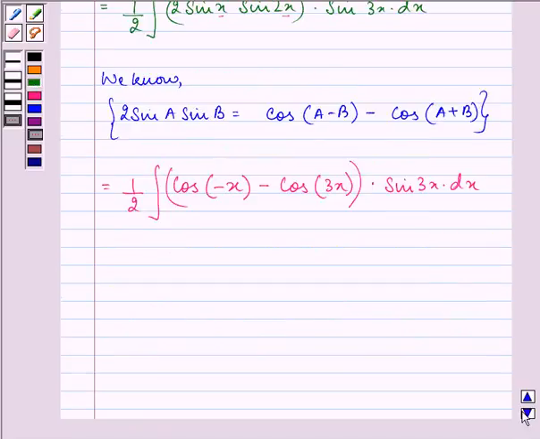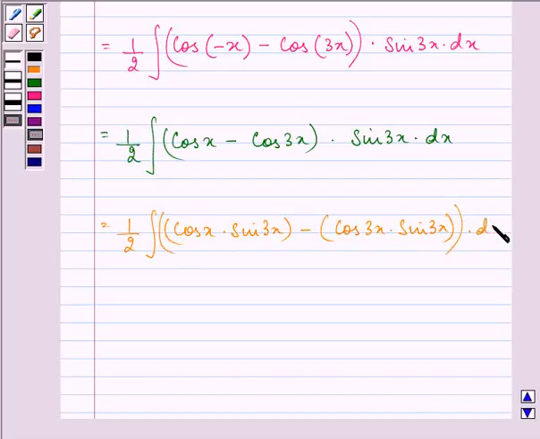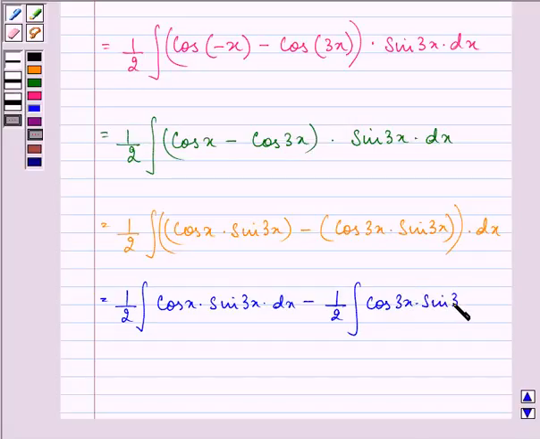And simplifying it further, we have 1 by 2 cos of minus x is cos x itself, so we have cos x minus cos 3x into sin 3x into dx. Now on opening the brackets, we have 1 by 2 cos x into sin 3x minus cos 3x into sin 3x into dx. Further, this can be written as 1 by 2 cos x into sin 3x dx minus 1 by 2 cos 3x into sin 3x dx.